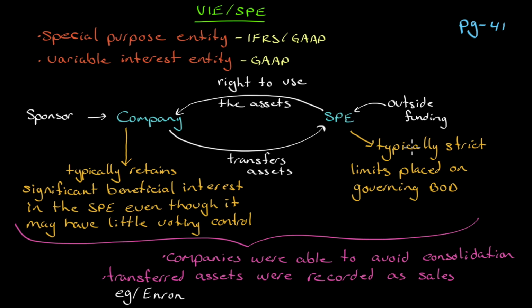Typically, on the SPE, there are strict limits placed on the governing board of directors. This is a separate entity altogether with its own board of governors. There would be strict limits placed on what they can and cannot do. The SPE then grants the company the right to use the assets. The company then pays a rent or a lease fee to the SPE, which then satisfies the debt financing.